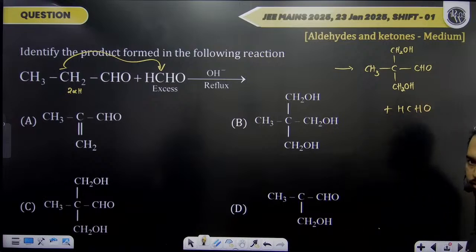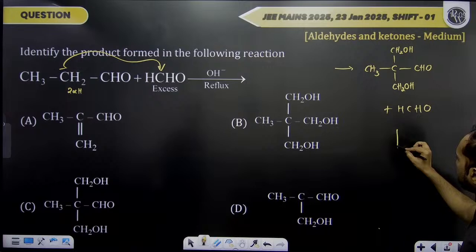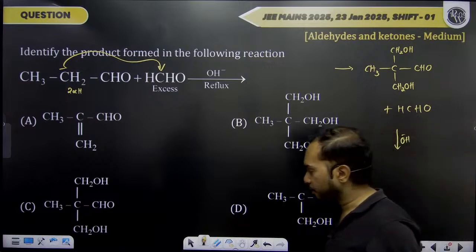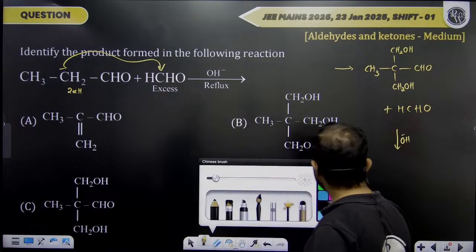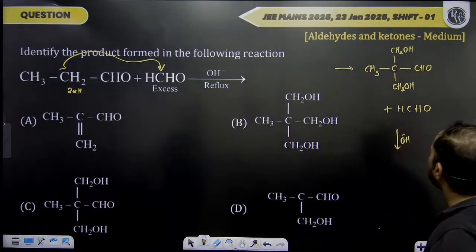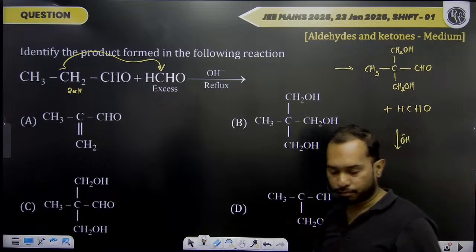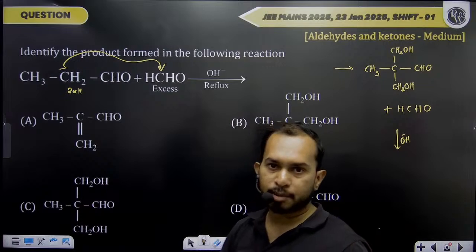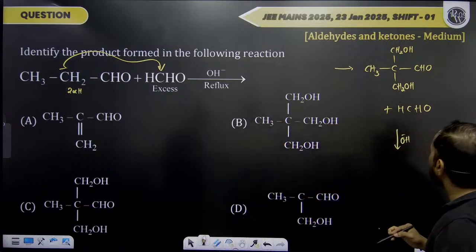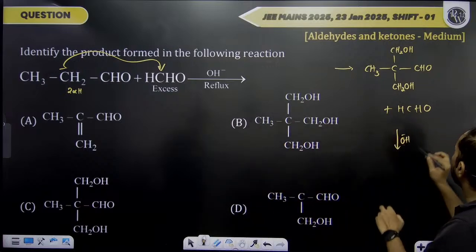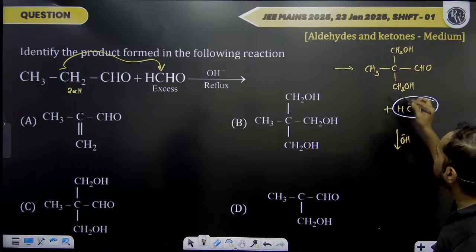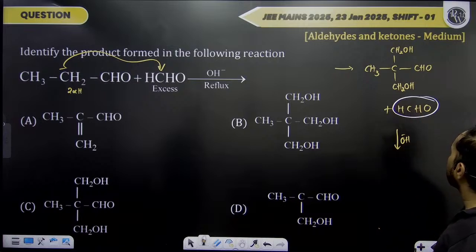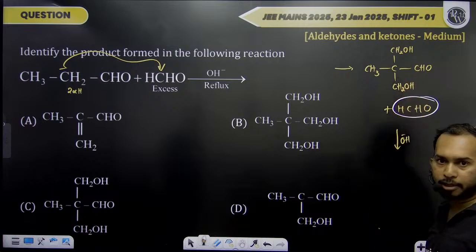The medium is basic. So if there is no alpha H, instead of aldol, what do we perform? Cannizzaro, right? So last step will be Cannizzaro reaction over here. We know that in Cannizzaro, one reactant gets oxidized, another reactant gets reduced, right? It is a disproportionation reaction. So in nucleophilic addition, attack of nucleophile will be faster for formaldehyde as compared to this molecule, right? So this HCHO will get oxidized and this aldehyde will get reduced.